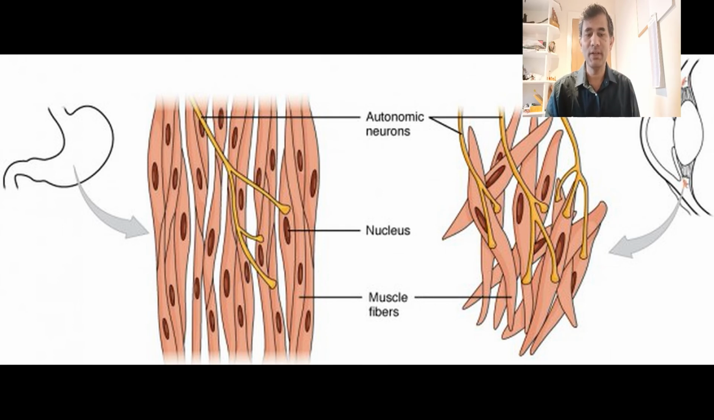There is a single nucleus which is located in the center of the cell, and there are no alternate light and dark bands. There are no striations. So they are also called unstriated muscles. So remember the names: involuntary muscles, smooth muscles, unstriated muscles.